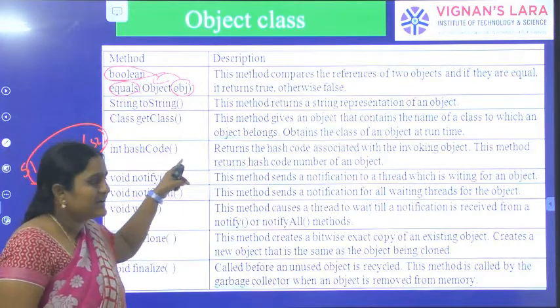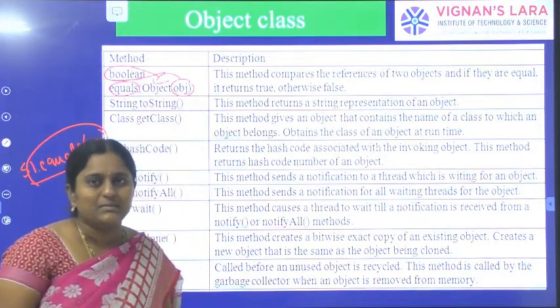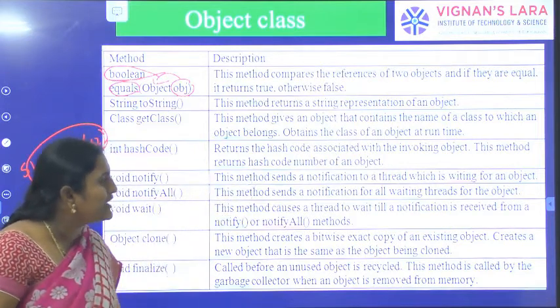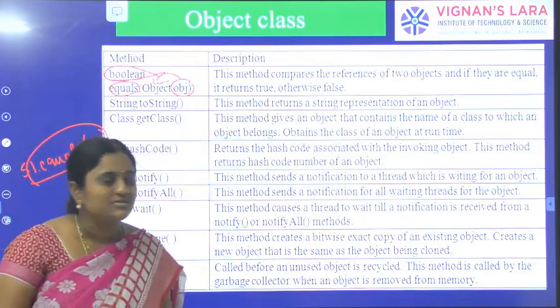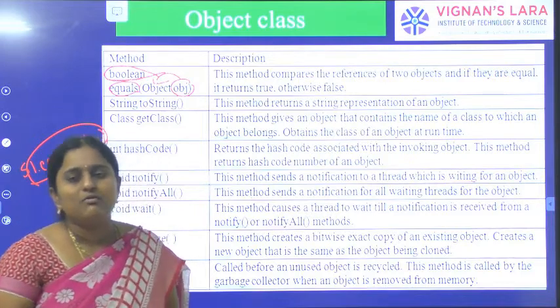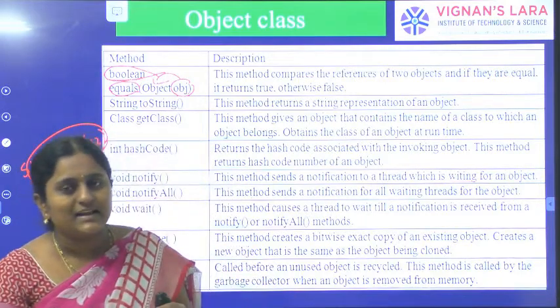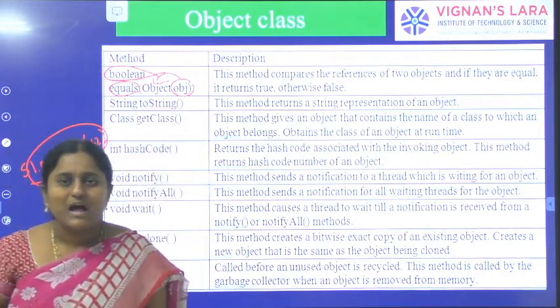Next one, the getClass method. Sometimes we want to know what the class name is in our programming language. So this method gives an object that contains the name of the class to which an object belongs. It obtains the class of the object at runtime. So at runtime, when we want to know the name of a particular class, the getClass method will help us find the class name.